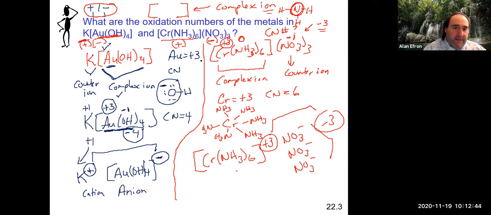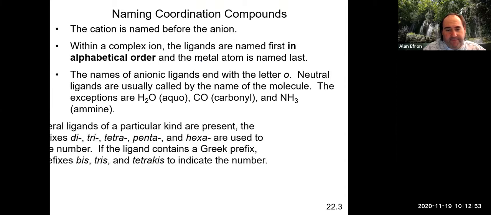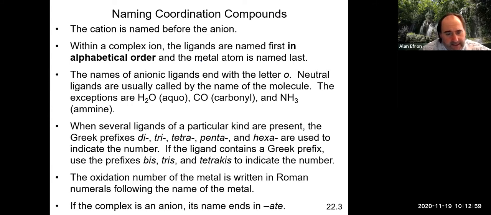Okay. So then let's talk about actually naming these guys. To name these guys, it does take a pretty big name. A lot of them have a relatively large name. And here are some of the rules that you need to follow. As I just mentioned before, the cation, or the positive guy, always comes before the negative guy. And that is both in formula and also, again, in name.